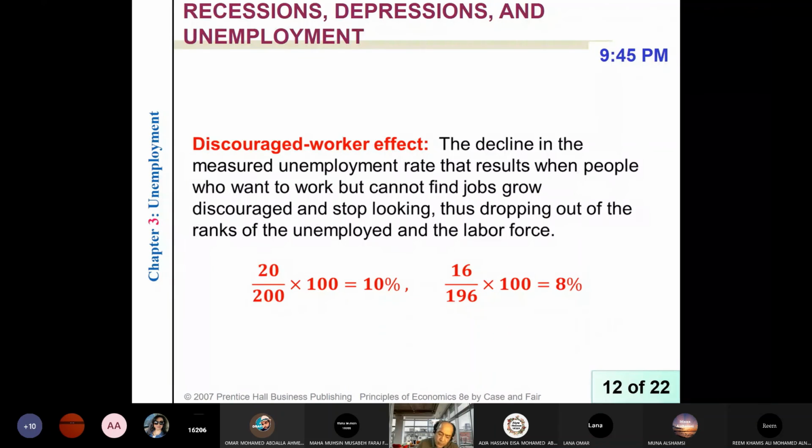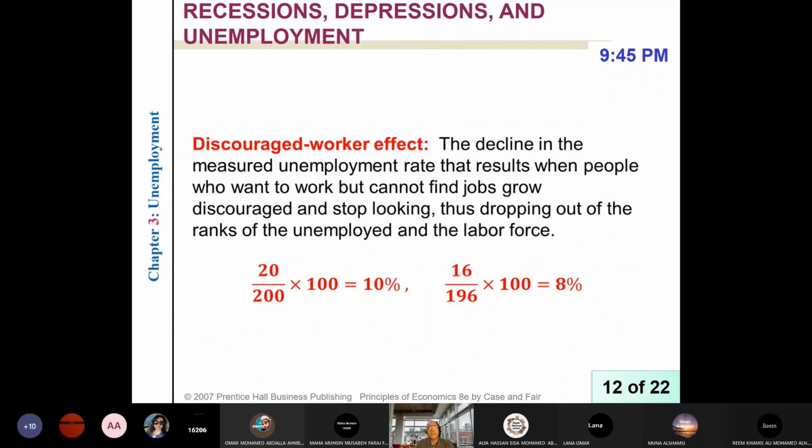Let me go to Lane. Yes, doctor. Could you help me with this paragraph? Okay, doctor. Discouraged worker effect. The decline in the measured unemployment rate that results when people who want to work but cannot find jobs grow discouraged and stop looking, thus dropping out of the ranks of the unemployed and the labor force.